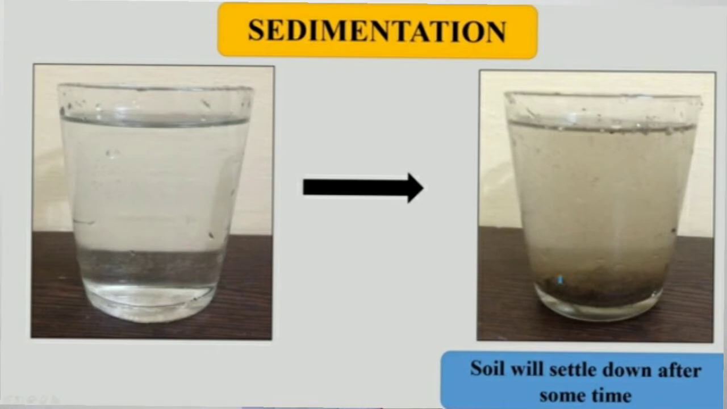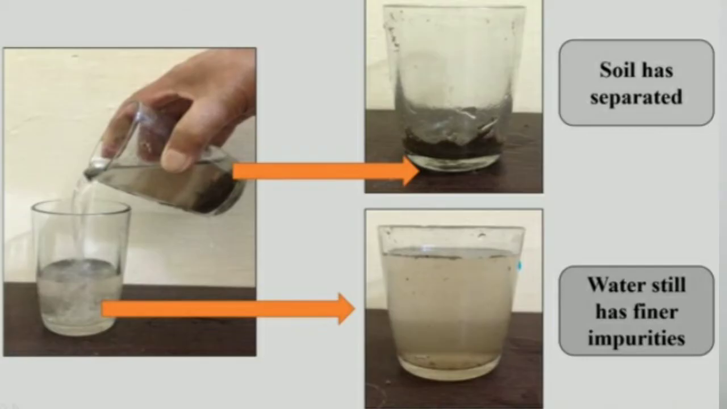Okay, so let us see with the help of an example. Take a glass of water and add some soil. After some time, the soil will settle down. This process is called sedimentation. Here you can see some impurities float on the water, right? Then this impure water is separated without disturbing the sediment. This process is called decantation. To remove the impure water without disturbing the sediment, that process is called decantation.